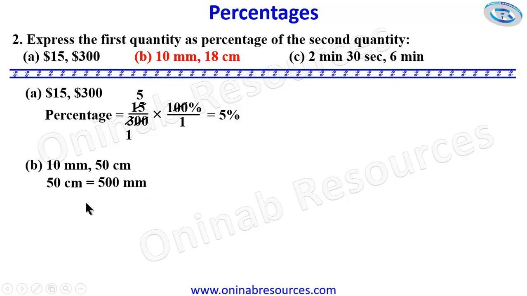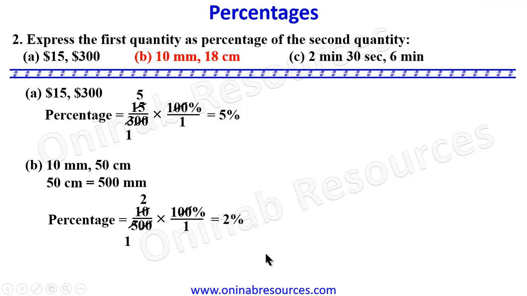So that when we go for the percentage now, it is going to be 10 over 500, they are now in millimeters, then times 100% over 1. Again, two zeros here go with the two zeros. 5 goes into 5 gives 1. 5 goes into 10 gives 2. So we are left with 2%.